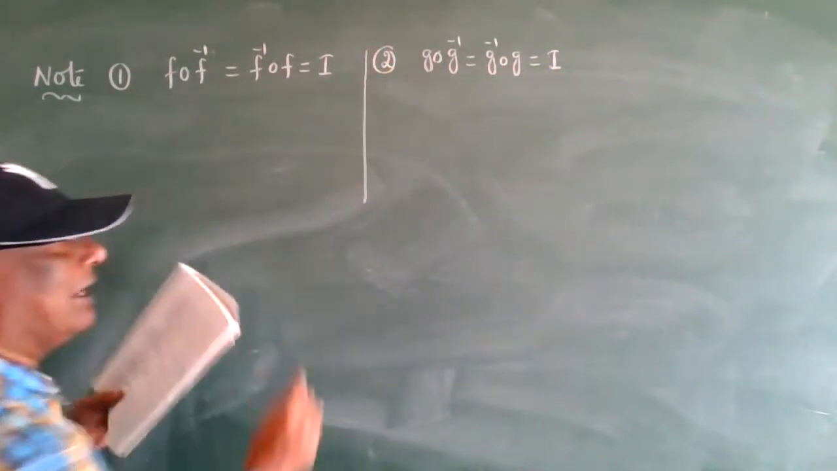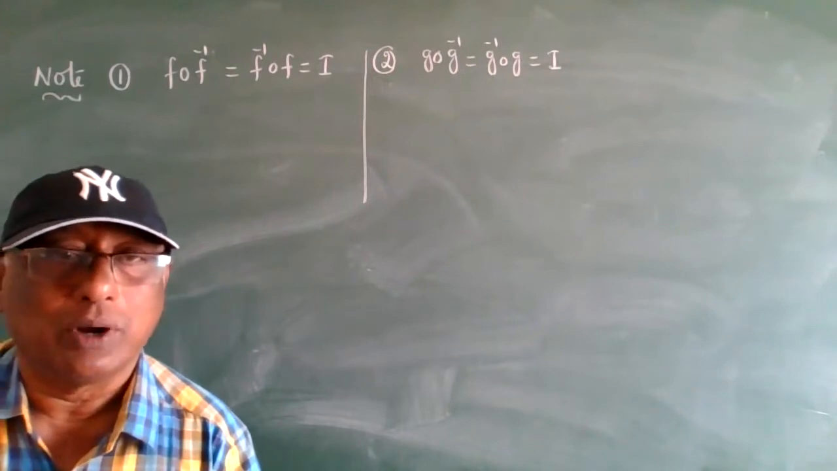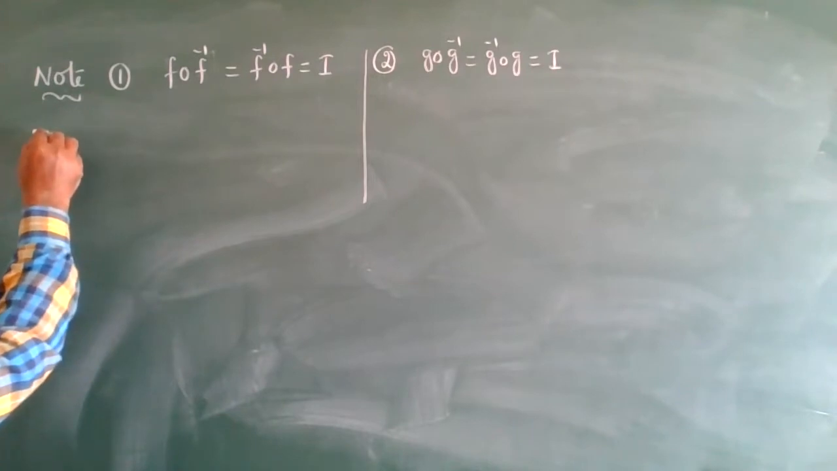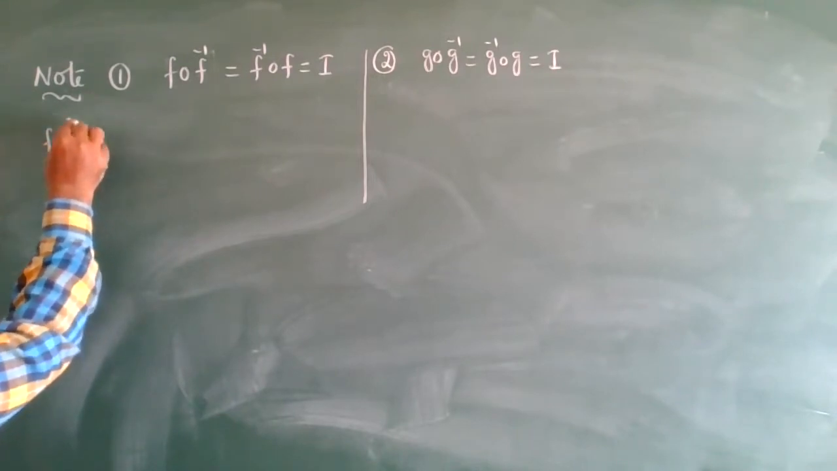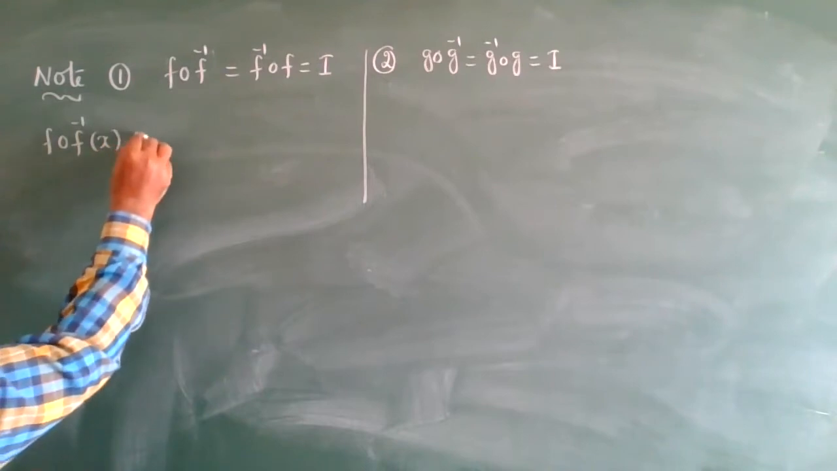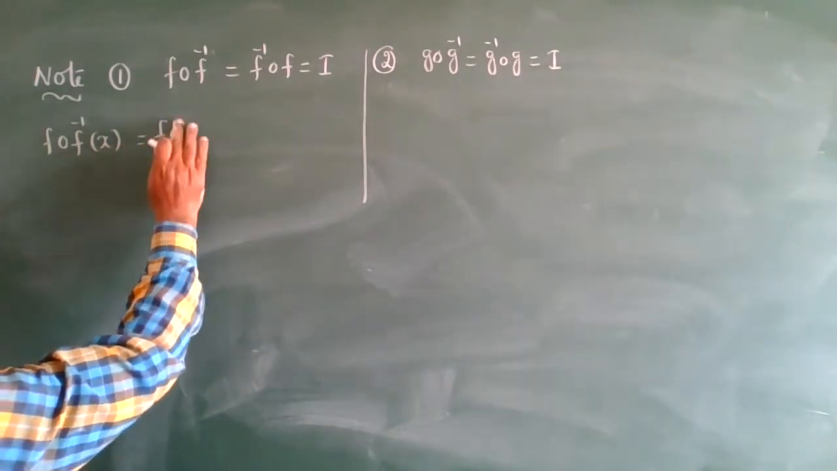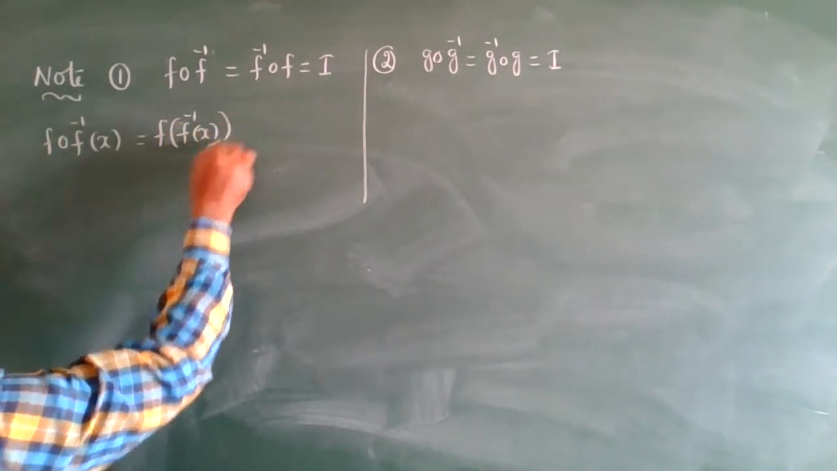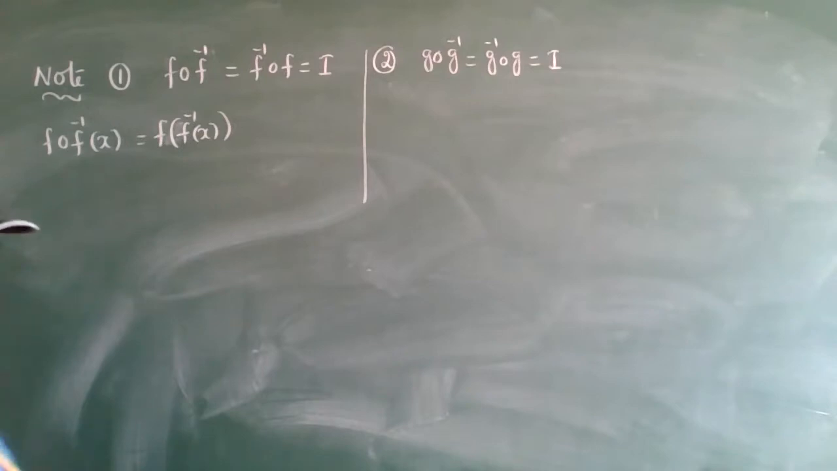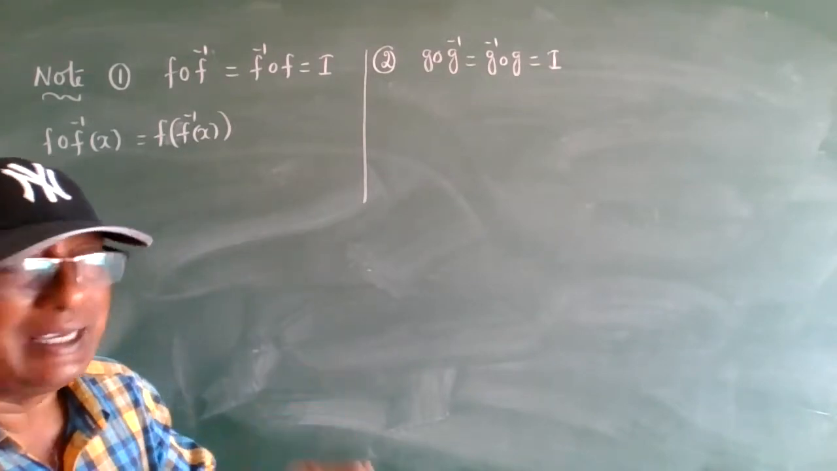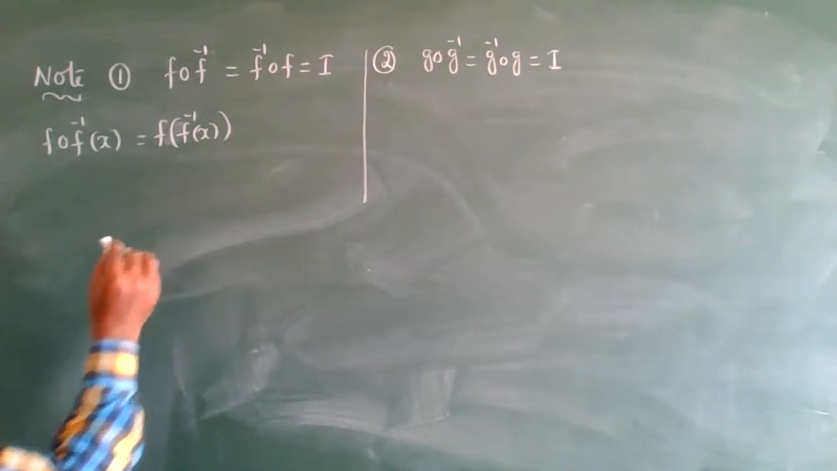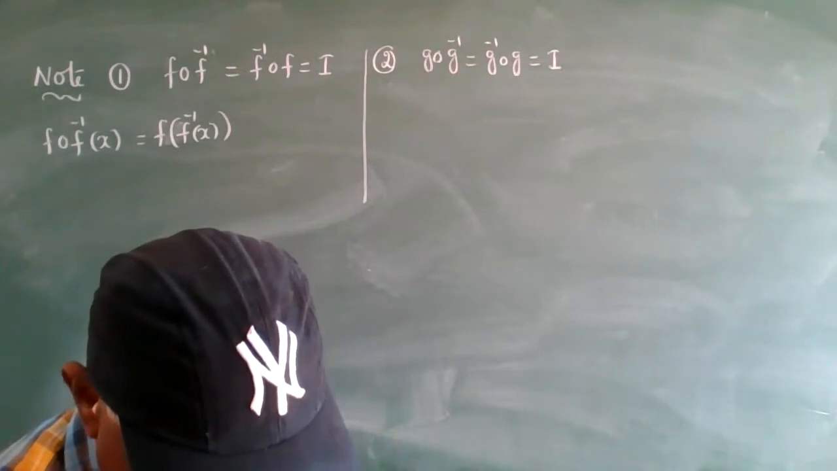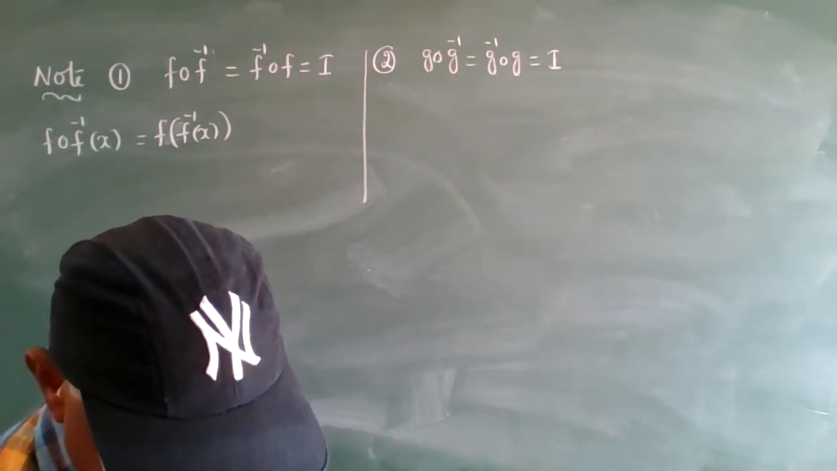First one I will prove, second one I will prove. Note points, everyone see. F circle F inverse at X is F of F inverse X. F inverse X is Y. So F is bijective.